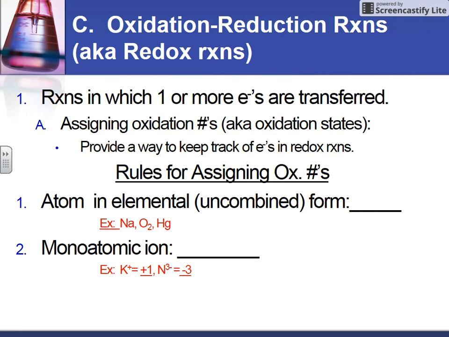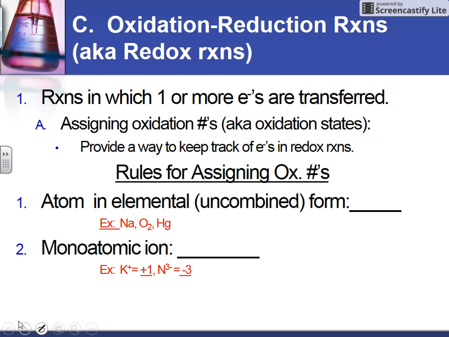I want to talk to y'all about oxidation-reduction reactions. This is our third type of reaction that occurs in aqueous solutions. Oxidation numbers are numbers that provide us a way to keep track of the electrons, where they transferred to during the redox reaction. So let's talk a little bit about what a redox reaction is, and then the rules for assigning oxidation numbers as well.